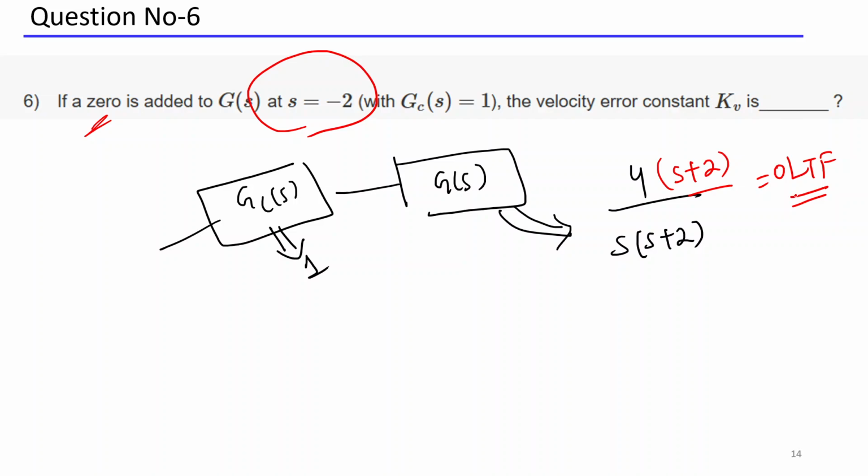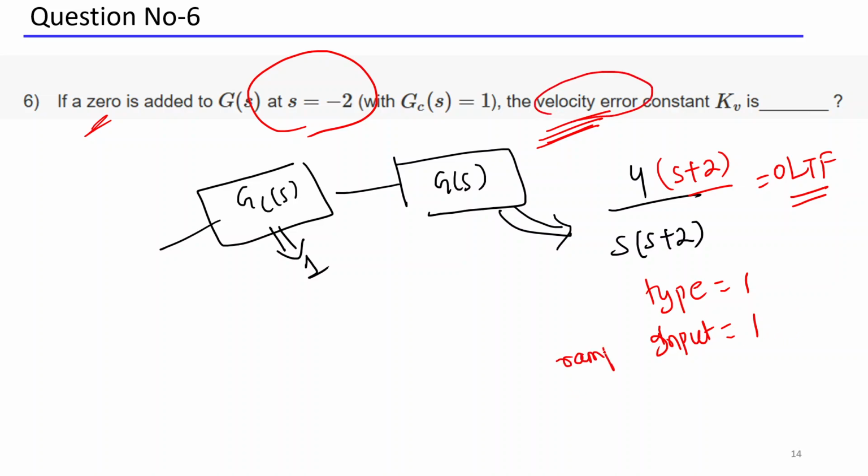So now in this open loop transfer function, what is the velocity error constant he is asking? Here you can see that the type equal to 1, input also equal to 1. Why is the input equal to 1? Because he is asking the velocity error constant, so it should be a ramp input, and A divided by kV you need to find out.